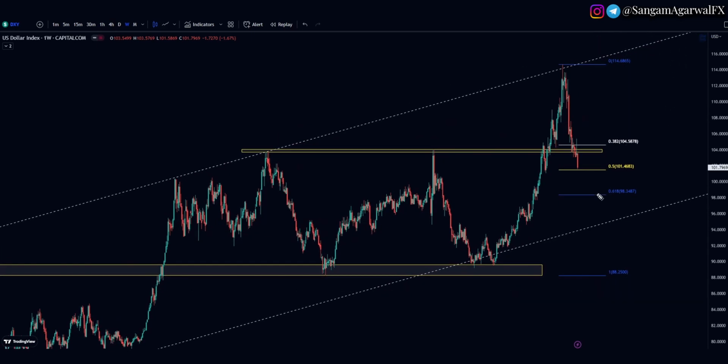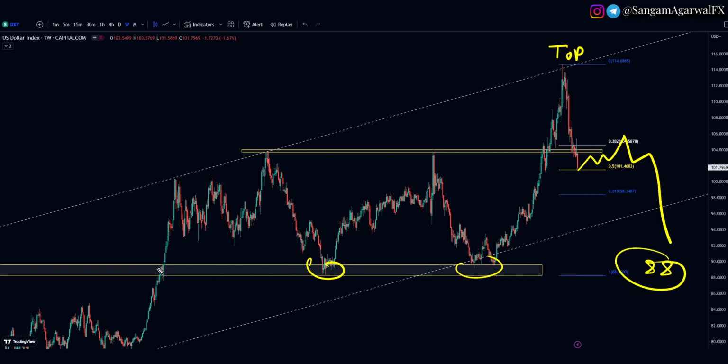So back to the dollar index weekly time frame, there is a possibility for correction, but it completely depends on the market when the correction will come. But that will be short term, and long term the dollar is bearish. That was your top, and after some correction it will go back to the 88 level. That is your ultimate target and support level.